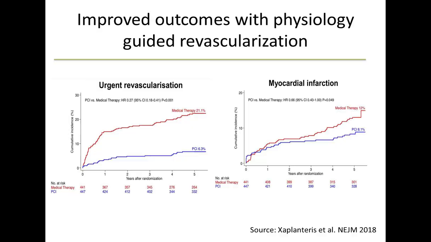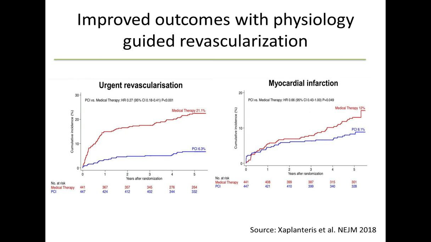And we know that because the totality of randomized data to date would suggest that revascularizing patients with abnormal physiology allows you to identify those patients that will derive a benefit from revascularization. On the other hand, if you revascularize patients where they have anatomical stenosis, but the physiology is normal, they may in fact derive absolutely no benefit from revascularization. As shown here in the FAME 2 data, we can see patients with abnormal FFR derive significant benefit from revascularization as compared to medical therapy alone.